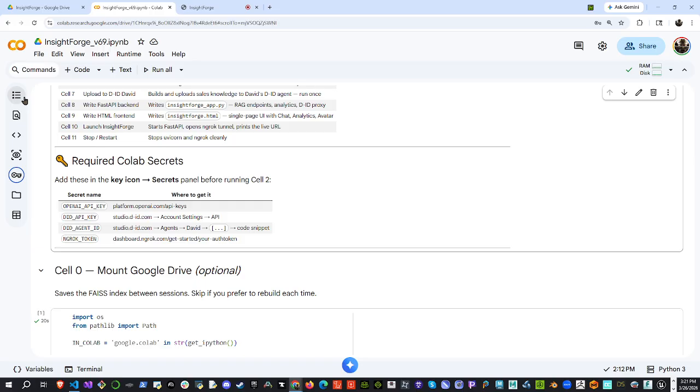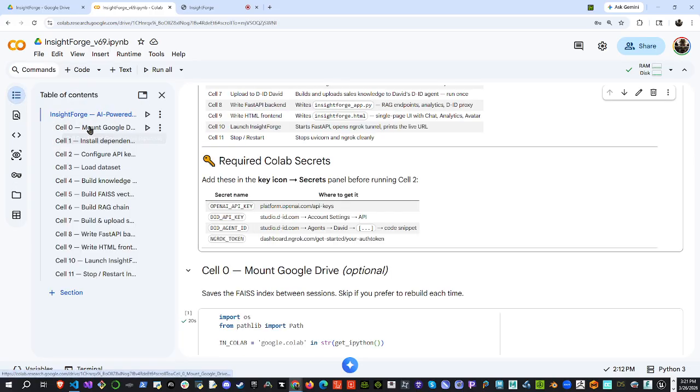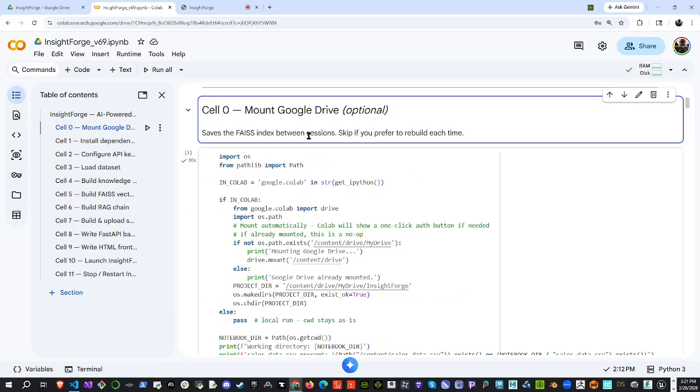All right, so now let's go back over here to the index, and we'll start with cell 0. So this is mounting Google Drive. You don't have to do it, but the nice thing is it saves the FAISS index between sessions, so that you can reduce time in running things. So I'm just going to go ahead and, well, I've already run all these things. I don't have to run them again.